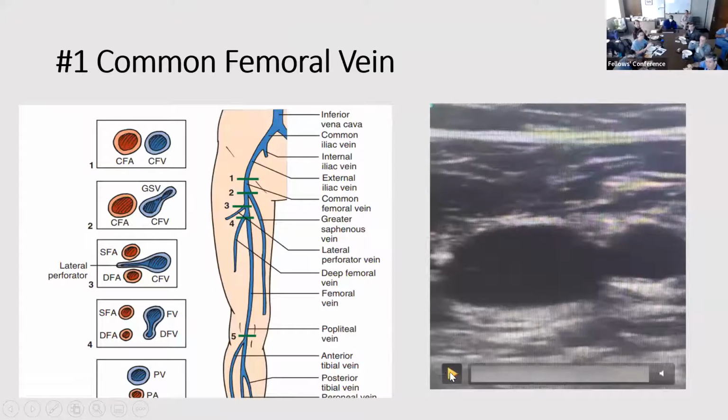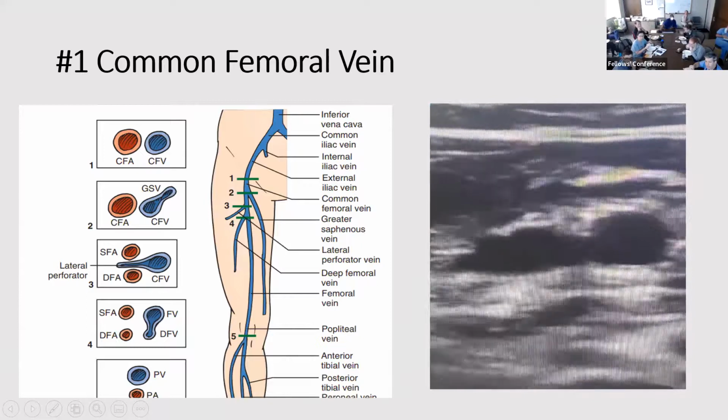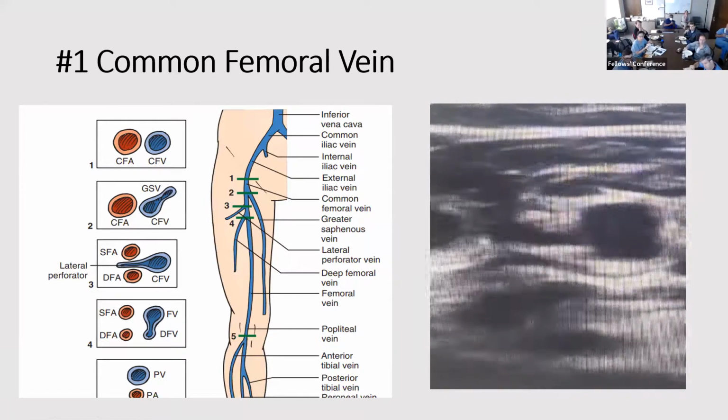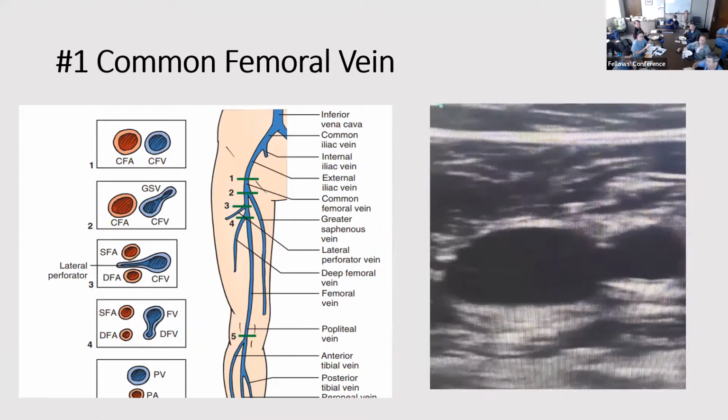So on the right-hand side of the screen, this is an ultrasound of the common femoral vein at that first bifurcation point. So this is how it looks on a negative exam. So you have nice compression there. You can see that common femoral vein. At the 9 o'clock position, you can see a valve kind of hanging out there. So you always want to make sure that you get that view and get that compression. So that's the first area that we're going to look for.